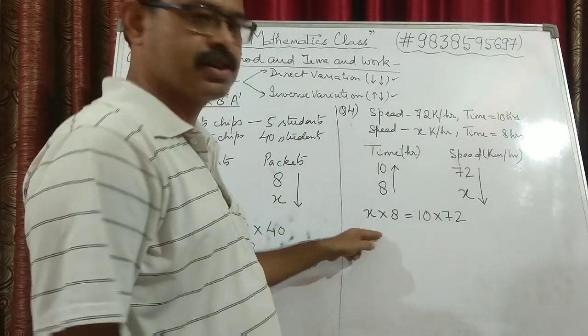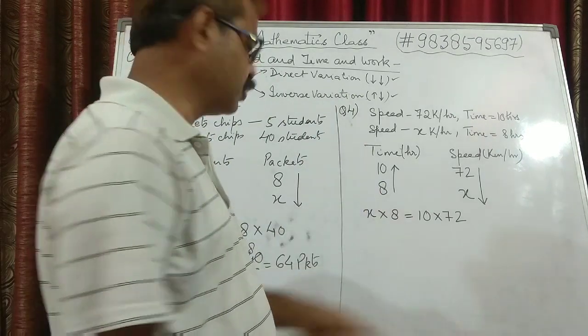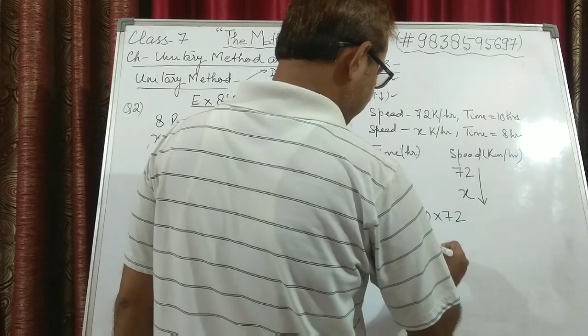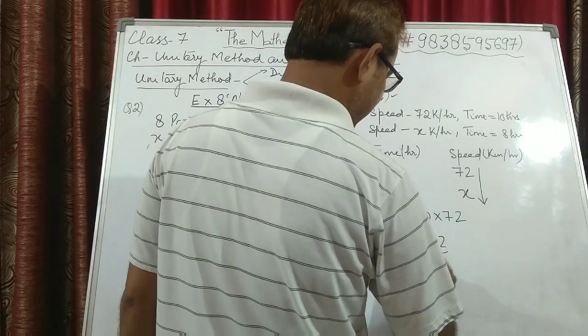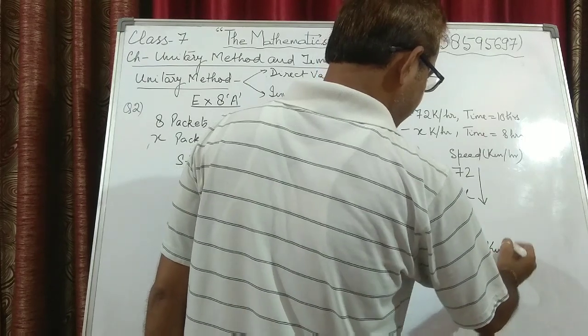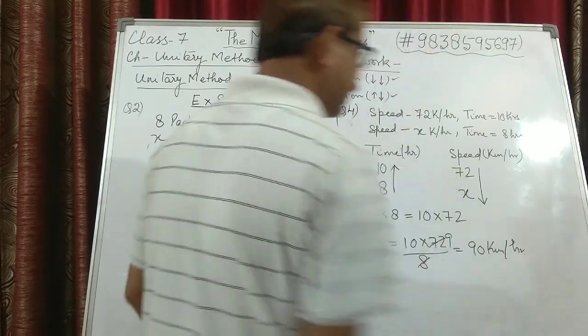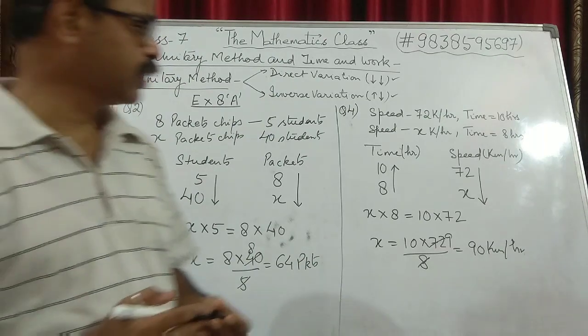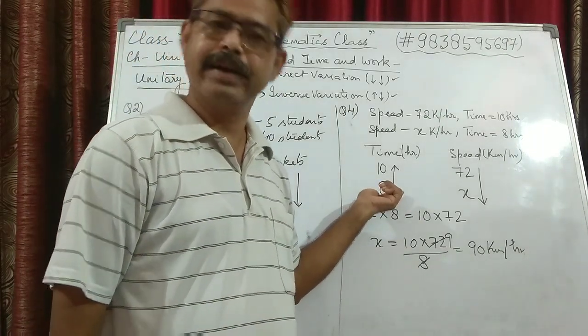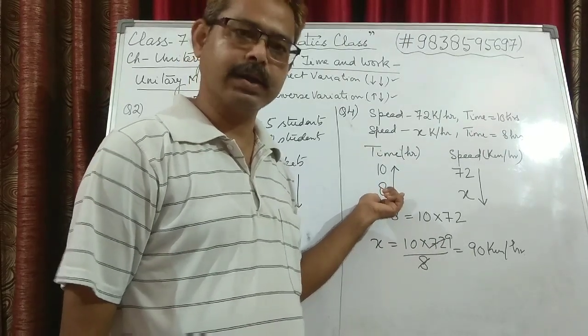So you can write this directly once you have understood the concept. X will be 10 into 72 upon 8. 8 9s are 72, 9 10s are 90 kilometers per hour. So speed has to be 90 kilometers per hour if the person has to reach the destination in 8 hours. Now we move on to the other question.